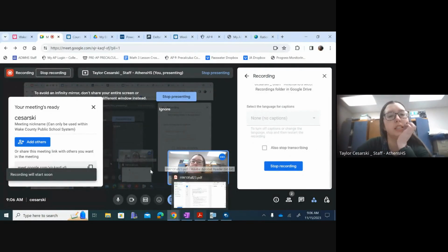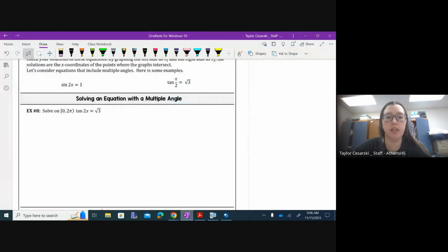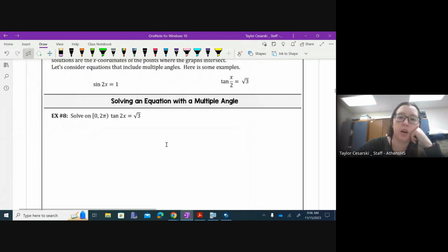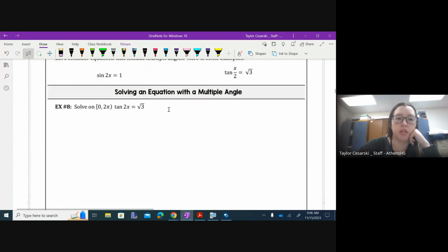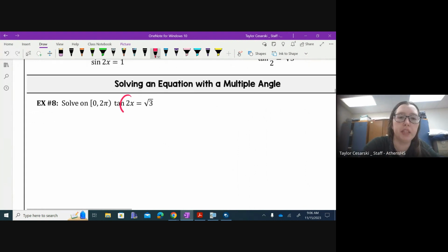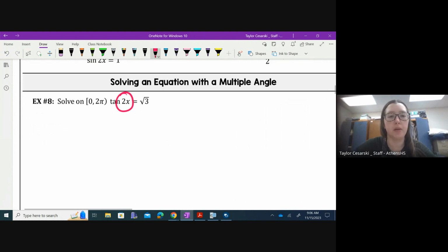Hi guys, welcome to the second part of 3.10, which is trig equations and inequalities. We're going to pick up where we left off on solving an equation with a multiple angle. It is example number 8, so make sure you're there. A multiple angle just means whatever I have inside here is not just x, but maybe x times 2 or x divided by 3.